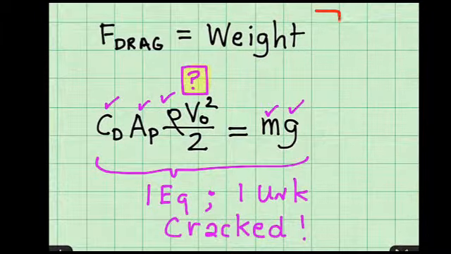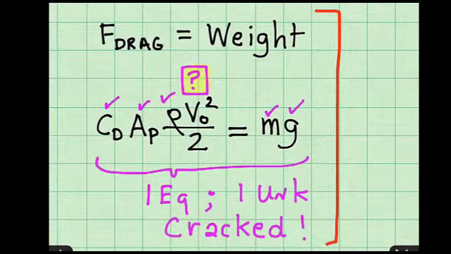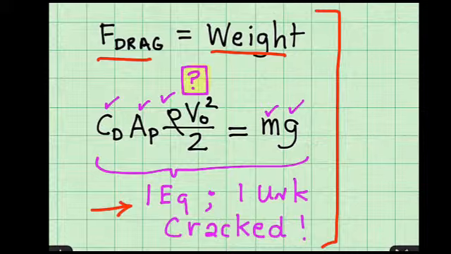So here are the ideas I just said. I have this laid out. Drag force equals weight. I put in equations, and I can see that I have one equation and one unknown. I've got the problem cracked. Let's go ahead and solve for terminal velocity.